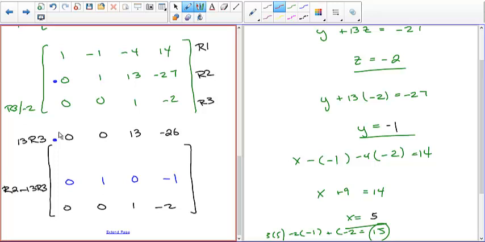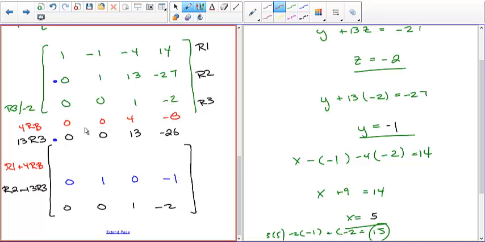And then the next thing we do is we're going to take row 1. Here we have negative 4, so we're going to add 4 times R3 to get this to go to 0. So R1 plus 4 times R3. So we need 4 times R3. Here's row 3. So we're going to have 0, 0, 4. 4 times negative 2 is negative 8.